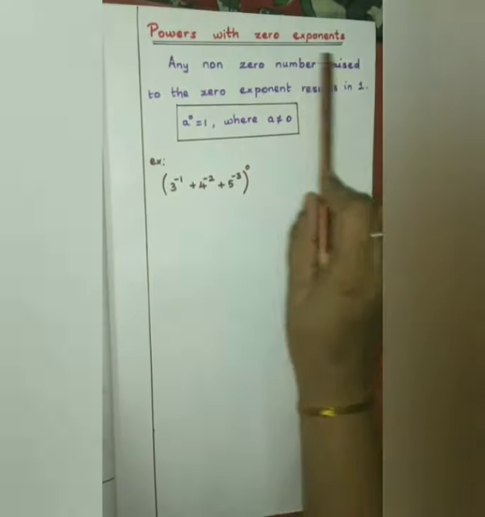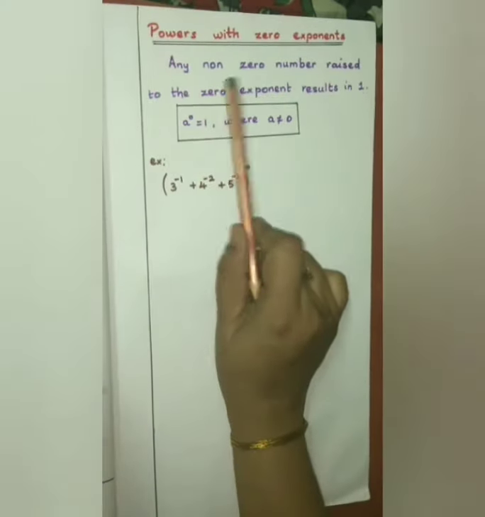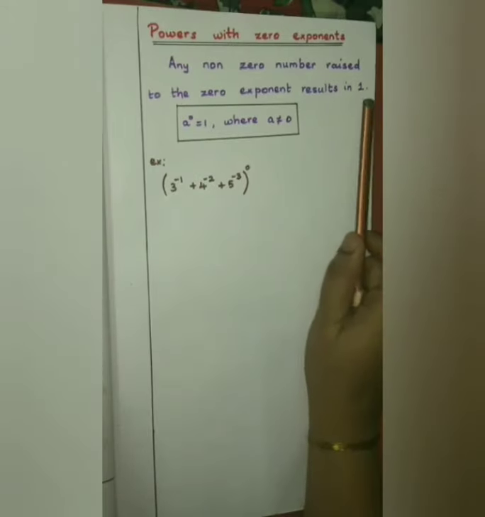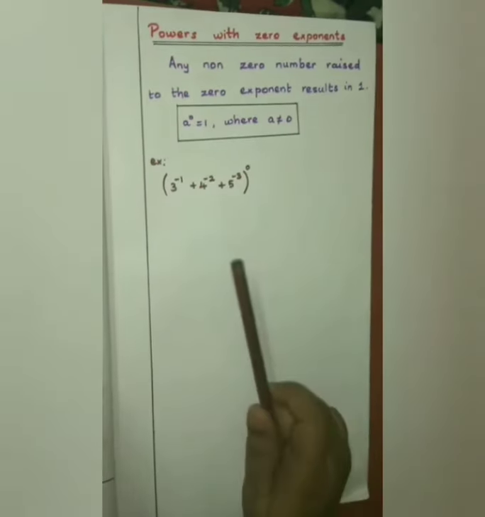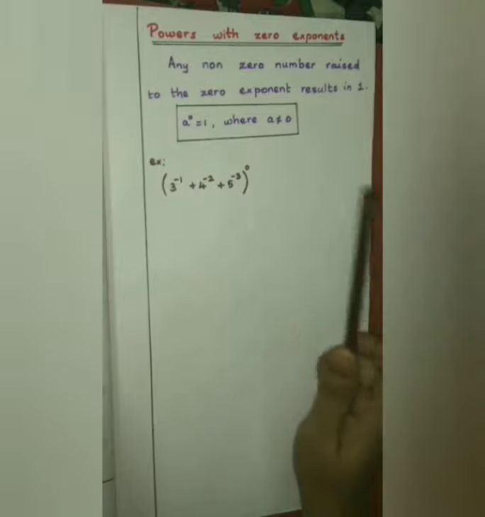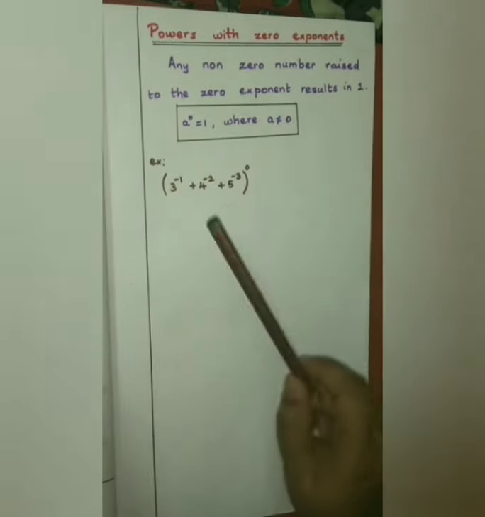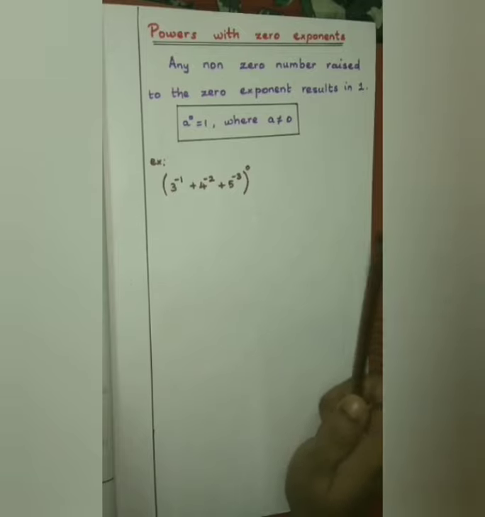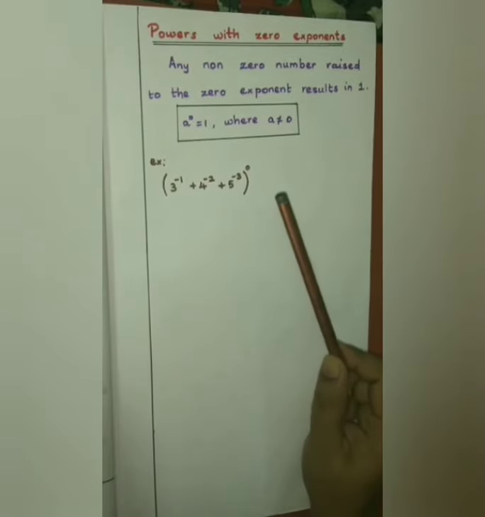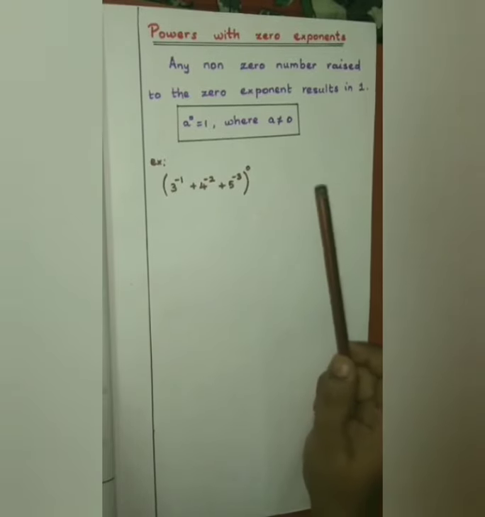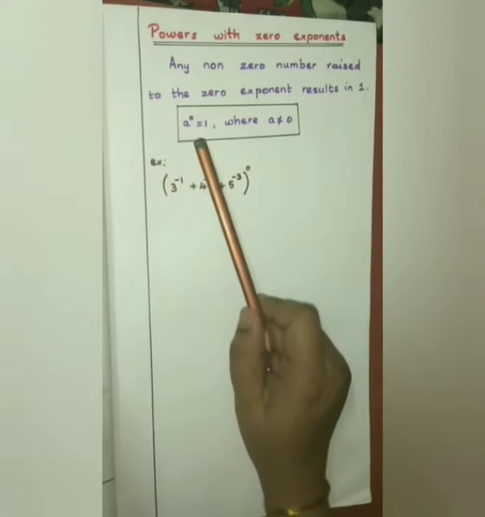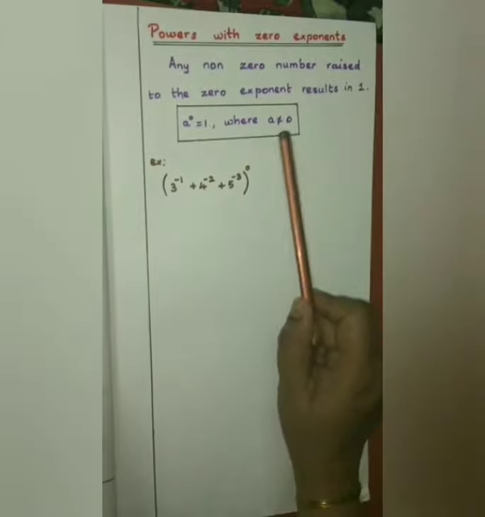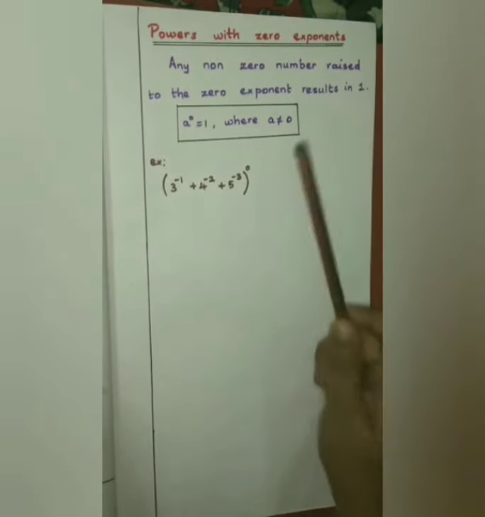Powers with zero exponents. Any non-zero number raised to the zero exponent results in 1. It means any non-zero number, whether it is a positive number or negative number or a fraction, whatever it is, but it should not be 0. If it has the power as 0, the value remains 1. In general, a to the power 0 equals 1, where a is not equal to 0.